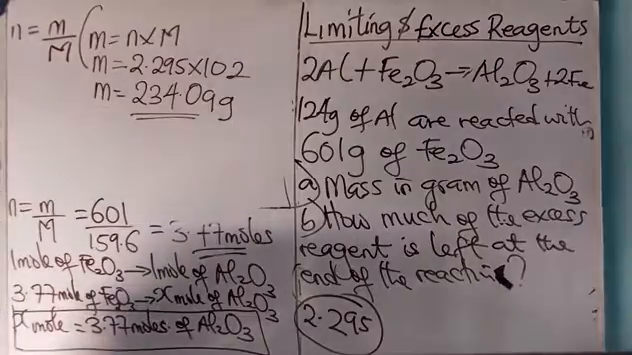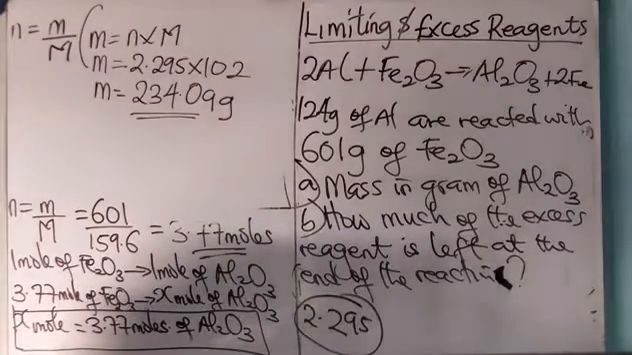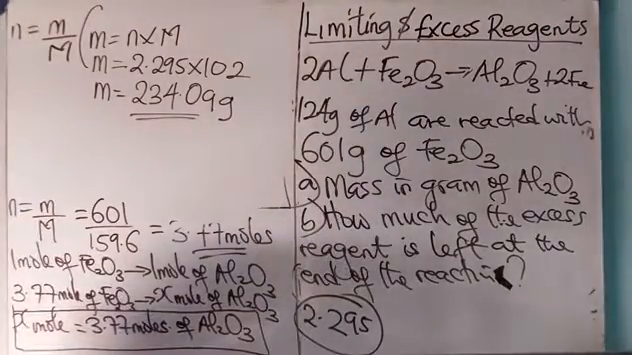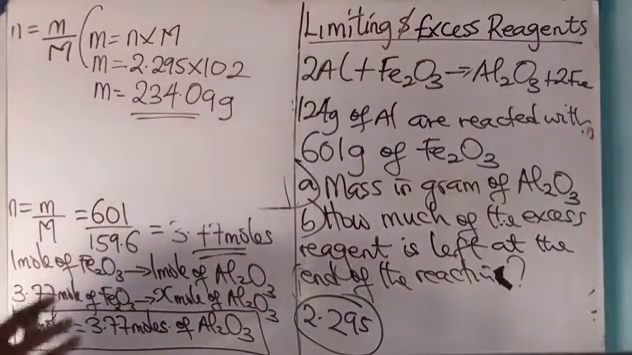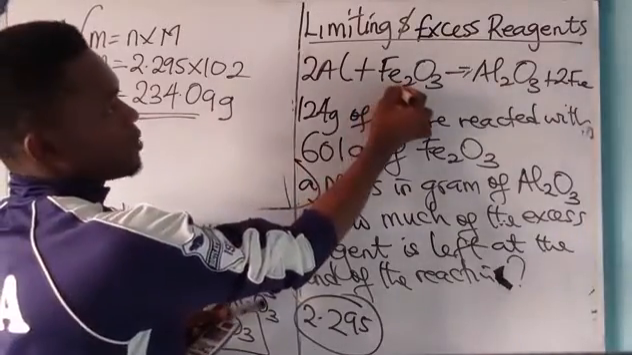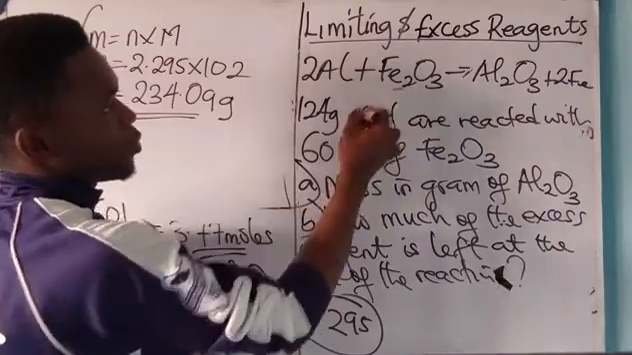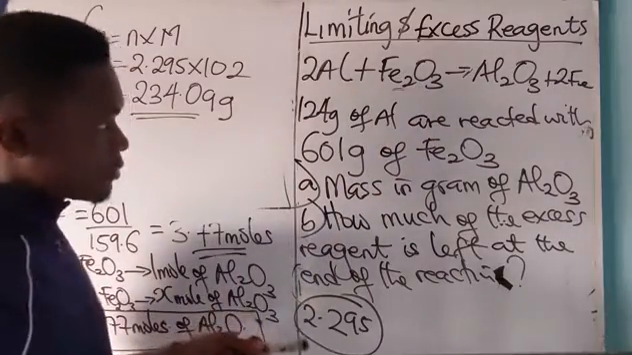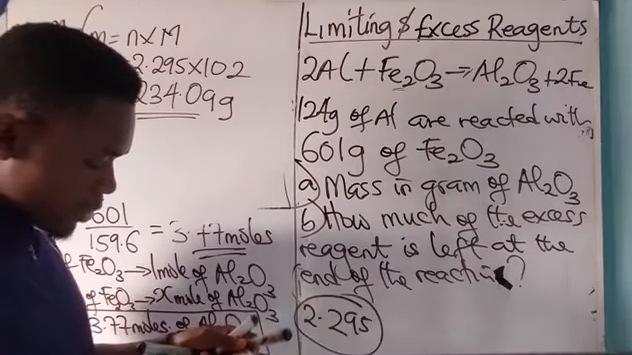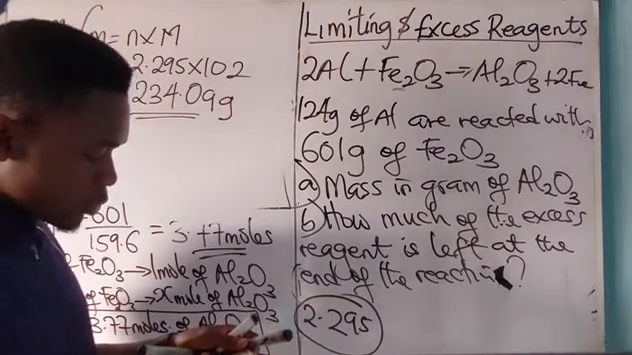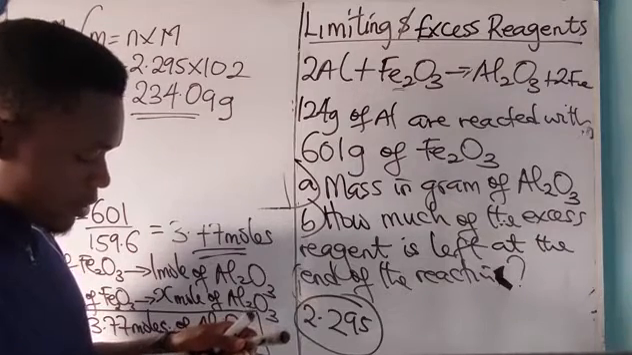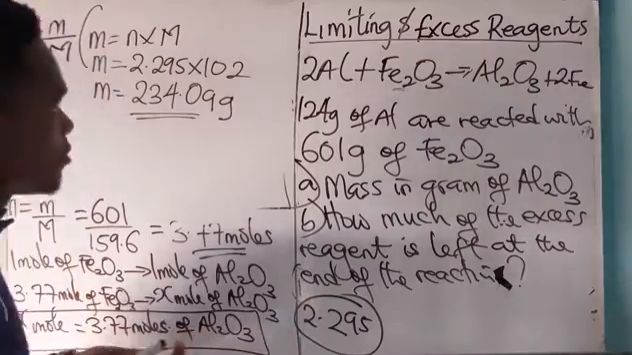What is the excess reagent calculated? Excess reagent, I think we are talking of grams now. How much quantity? We have to look for the molar mass, what did we get again for iron 3 oxide? We had 55.8 times 2 plus 48 equals 159.6.